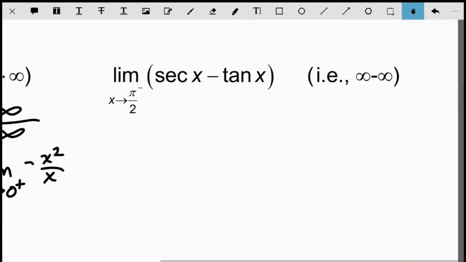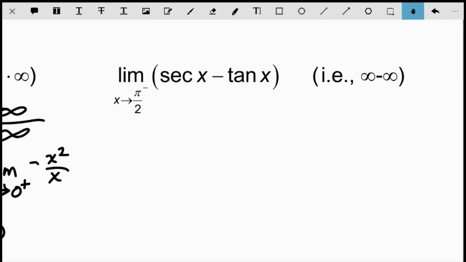All right, so here's another example that I want you to try. So we have the limit as x approaches pi over 2 from the left, and we have secant x minus tangent x. So this is an infinity minus infinity form. So try to think about how you can rewrite that function so that it's in a form where you can apply L'Hopital's rule. So just pause the video, take a minute, work through that problem, and then unpause it, and I'll show you the solution.